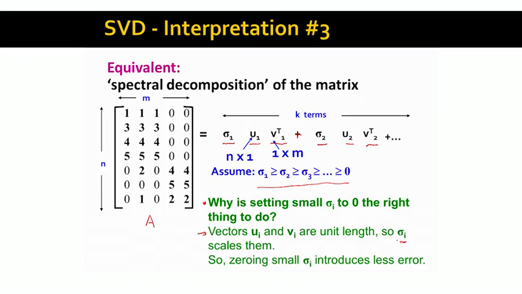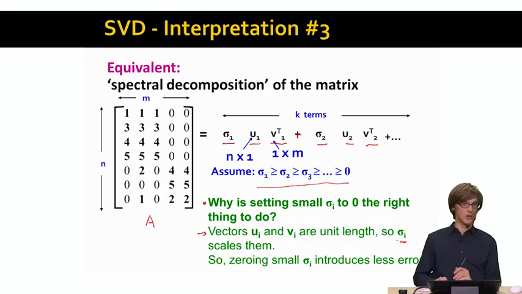So this is why zeroing small sigmas actually works and produces the least possible amount of error. And this is an informal argument. We could also give a proof, but this is the intuition why doing dimensionality reduction by setting small sigmas to 0 actually works.